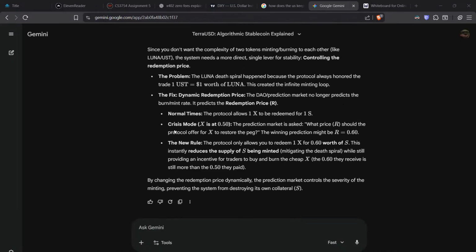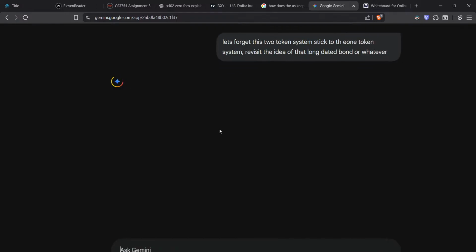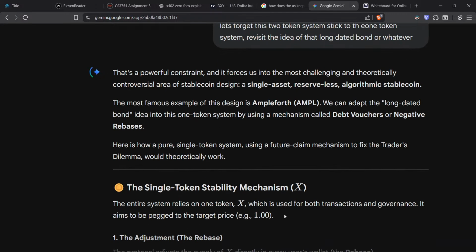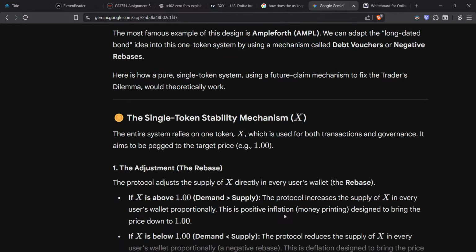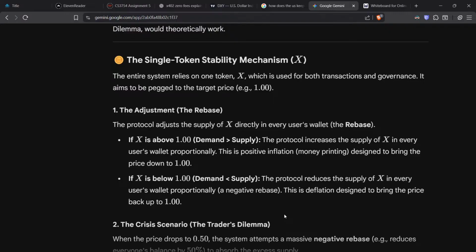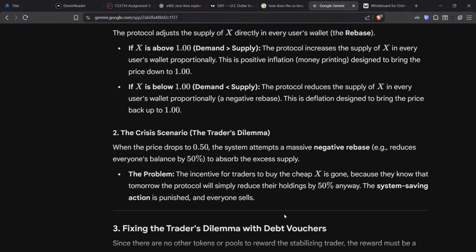Again, this is too complicated. Hence a massive negative rebase.